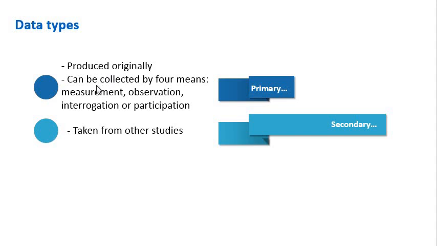Primary data can be collected by certain means, for example, measurement, using a test, observation, participating in the research context, or interrogation, here asking questions. In your case, you will be collecting primary data. Collecting primary data is time-consuming, and sometimes this type of collection is impossible, such as the case of past phenomena.